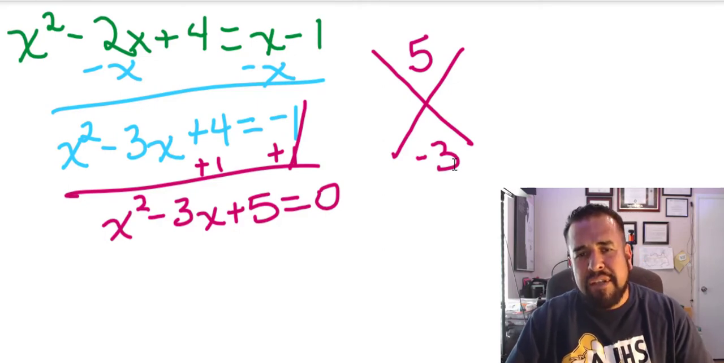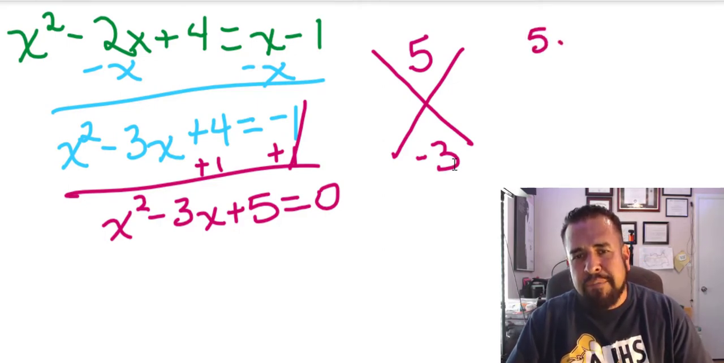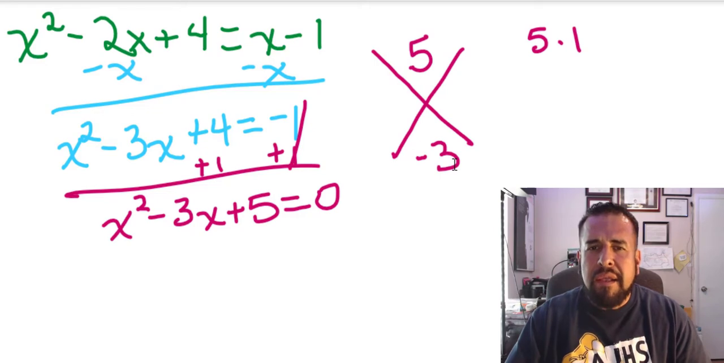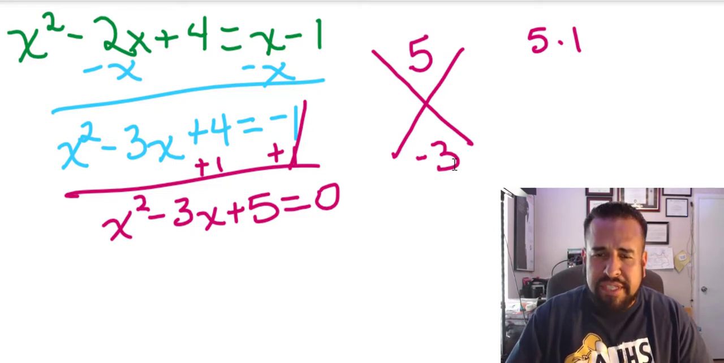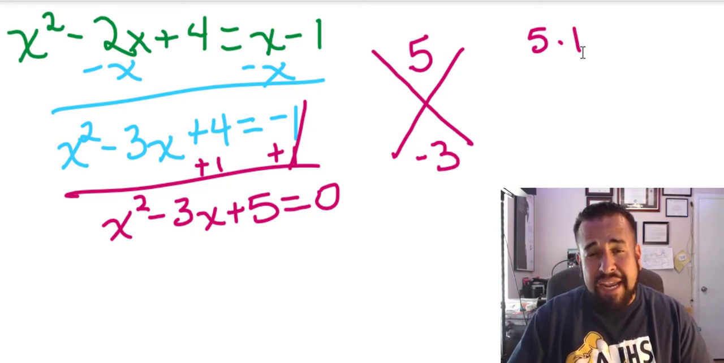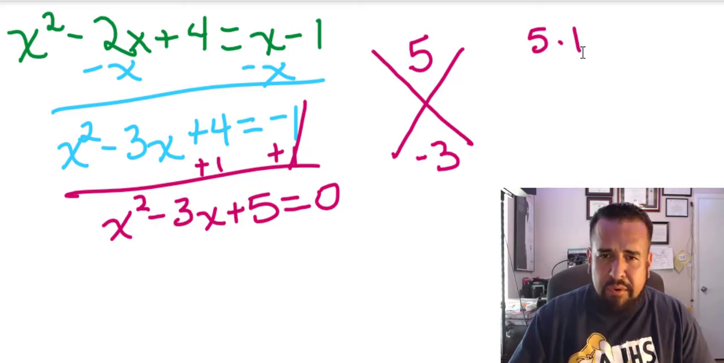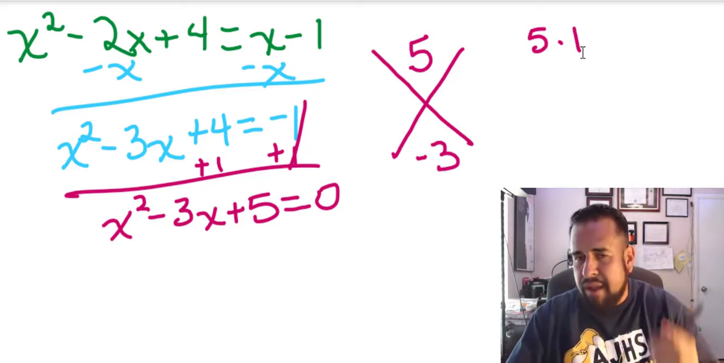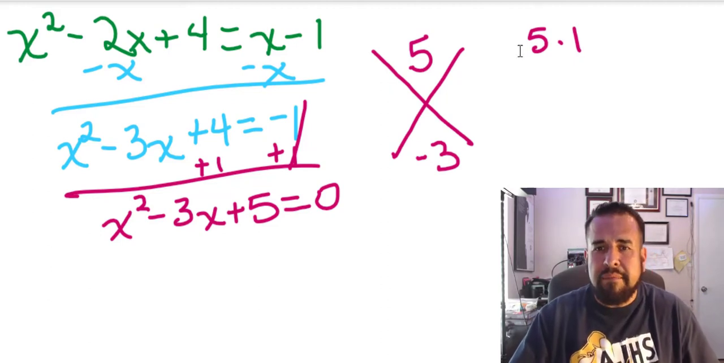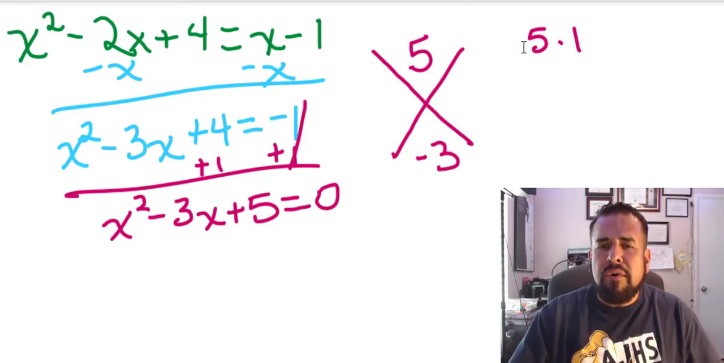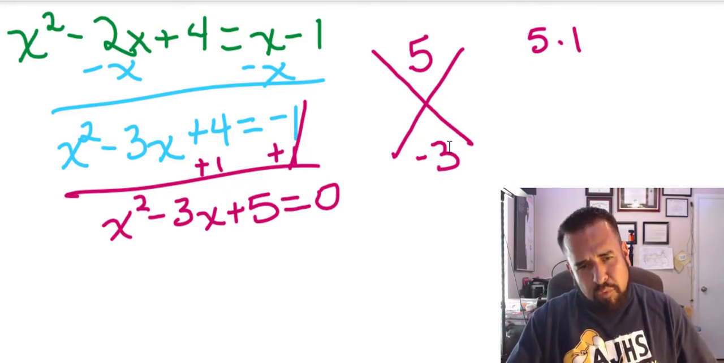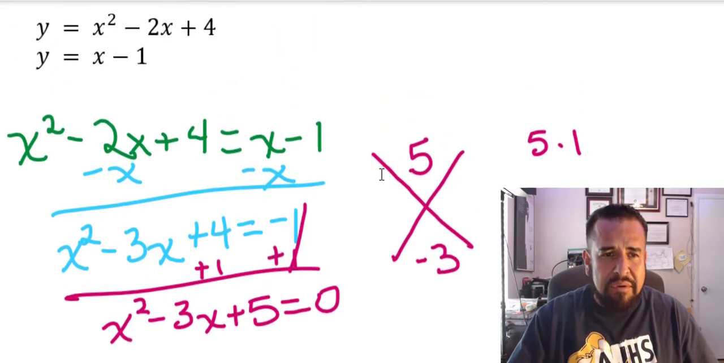Well, my factors of 5 are 5 times 1. And if I add those two, it equals 6. If I made one of them negative, it would equal 4, or if both negative, it would equal negative 6. So it's not going to work. I cannot make it equal negative 3. So the question is, what do I do now?